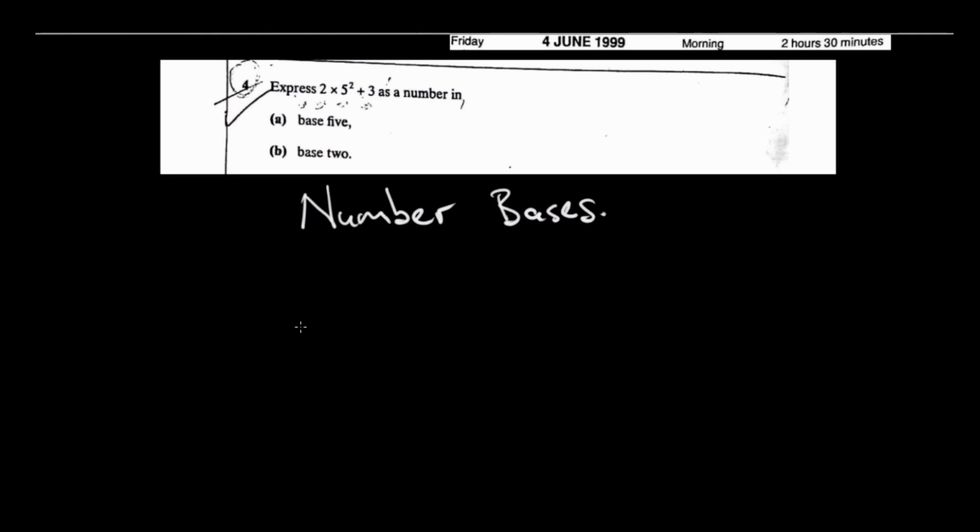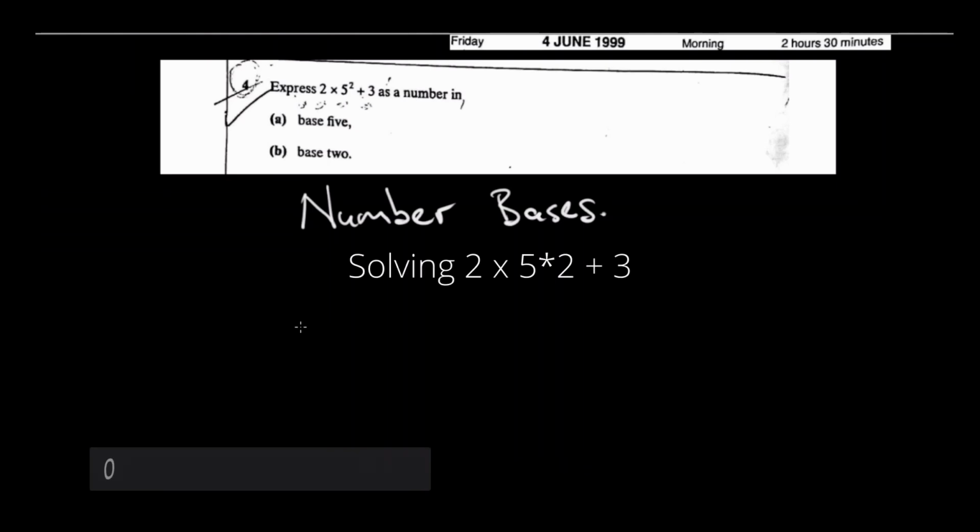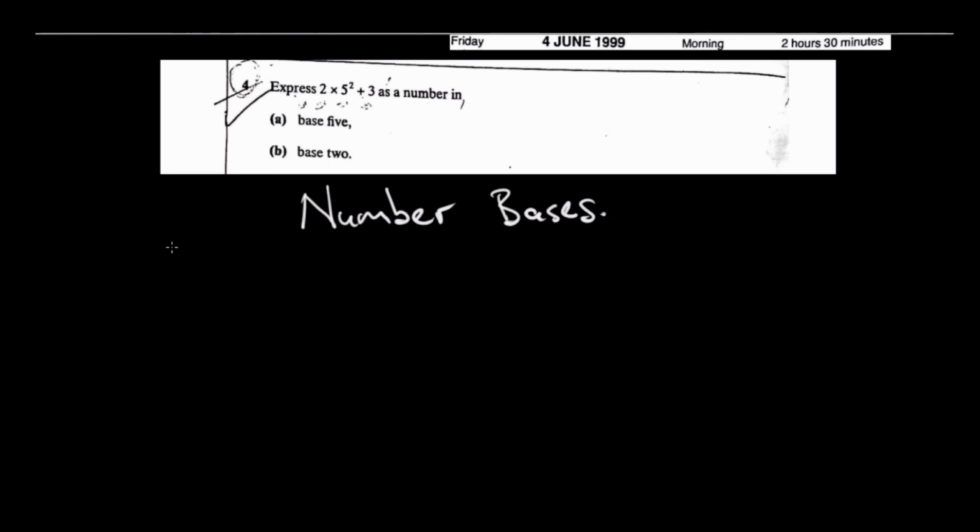Looking at our question, it says express 2 times 5 squared plus 3 as a number. So before we go anywhere, we are met with the task of solving 2 times 5 squared plus 3. How can we solve that? Let us take turns to see if we can just do it haphazardly. Of course, this is trouble, 5 squared. We need to be able to know what it is.